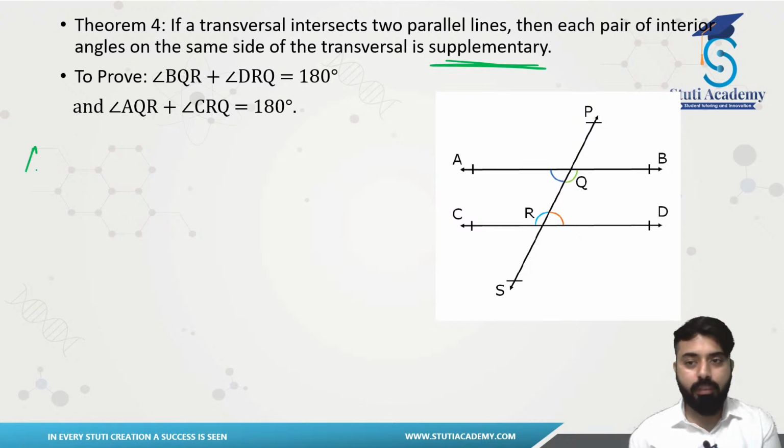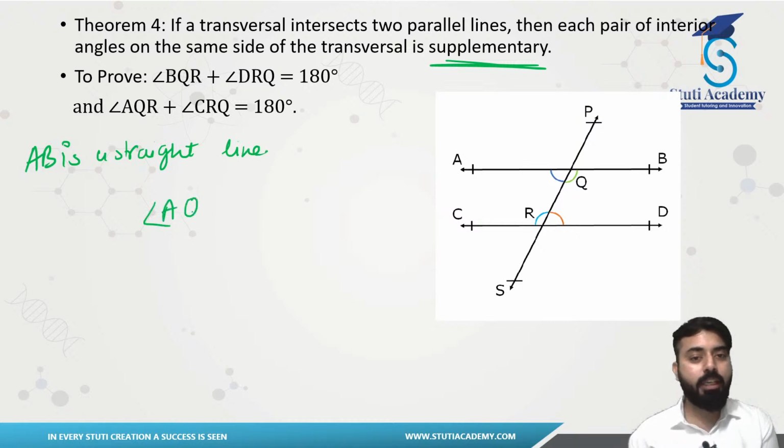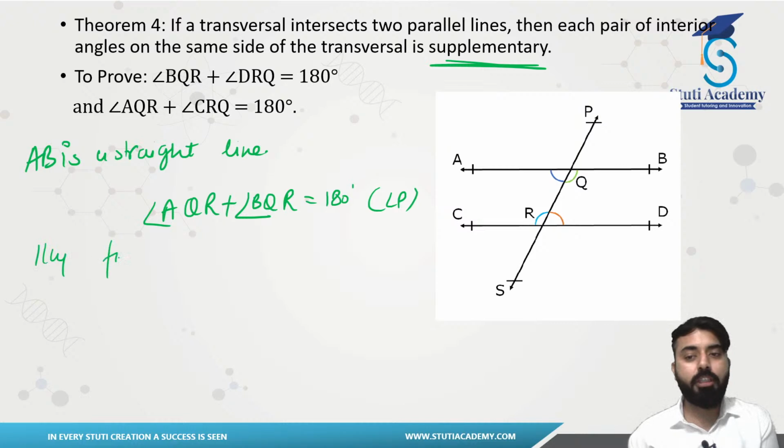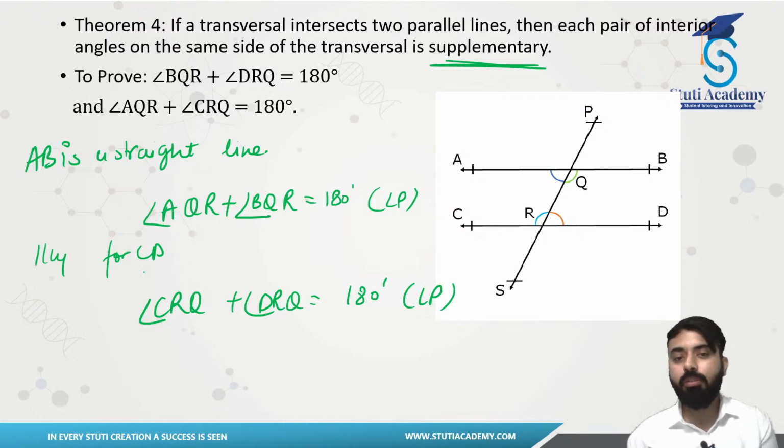Now I know if AB is a straight line, then angle AQR plus angle BQR should be 180, and that is linear pair, right? Similarly, for CD, we have angle CRQ plus angle DRQ, that will be 180, linear pair. And I know both of them are equal, so we can do what? We can do it like this also.